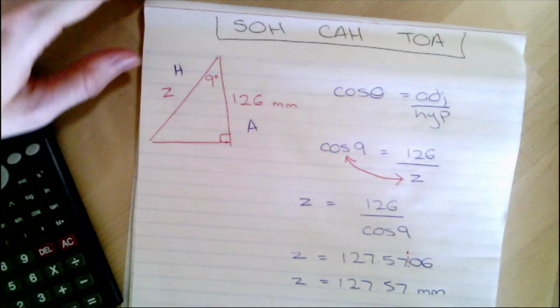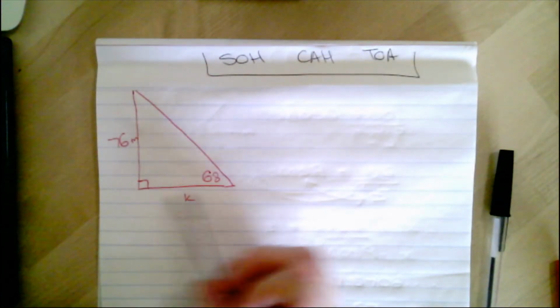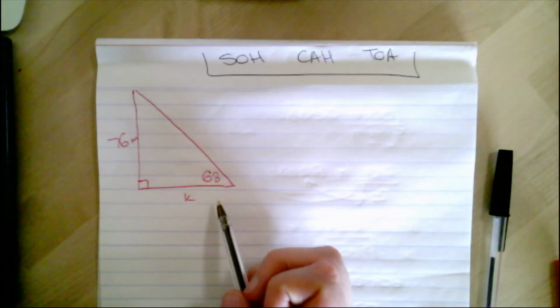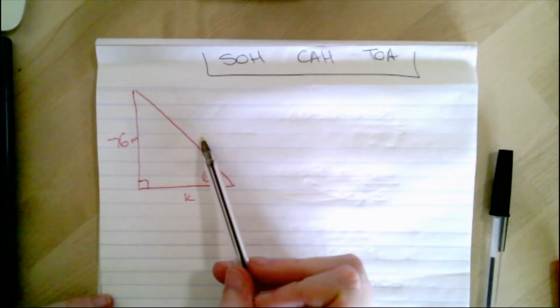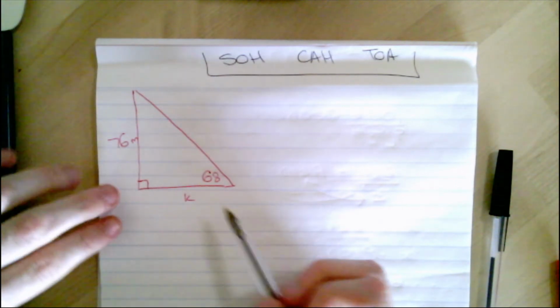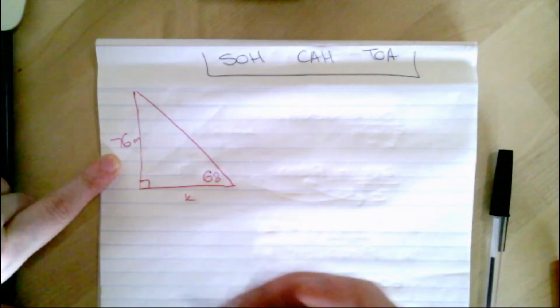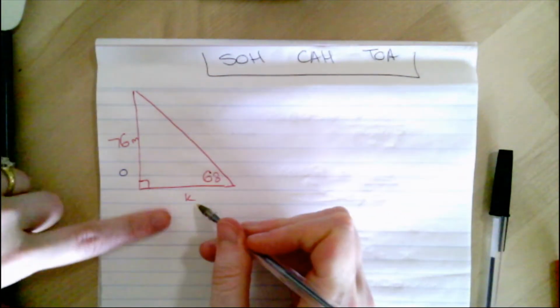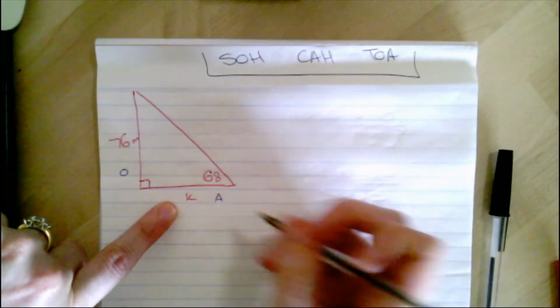But let's do one more of these. So here I have another triangle, and I want to be able to calculate the length of this unknown side here, which has been called k. Now this particular triangle has no information on the hypotenuse, so it's going to be using the opposite and the adjacent sides. So this one here is directly opposite the 68, so that's my opposite side, and this k here is next to the 68, so that's my adjacent.